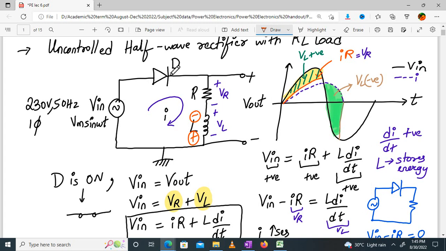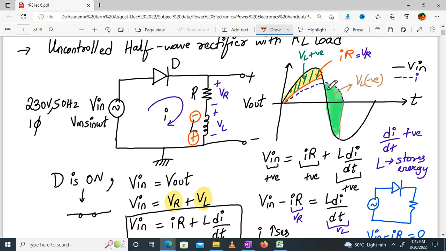This is the very, very important confusion which students have. They think the current will be zero once the V in is negative. No. In case of RL load, the current will continue to flow. The current will continue to flow a little more even though the V in is negative. And who is helping it out? Inductor is helping it out.